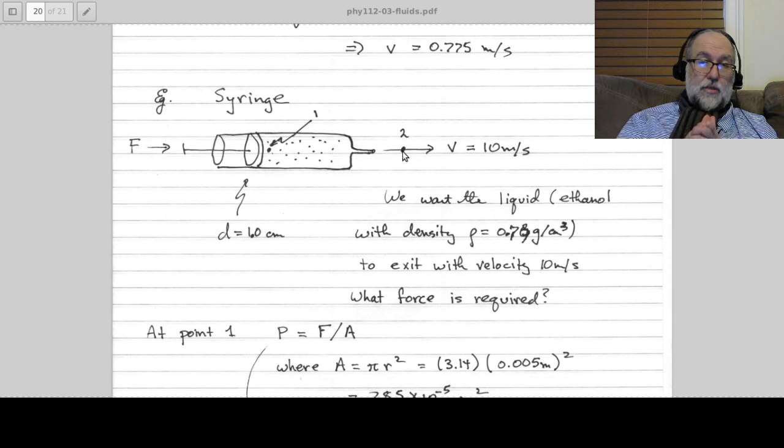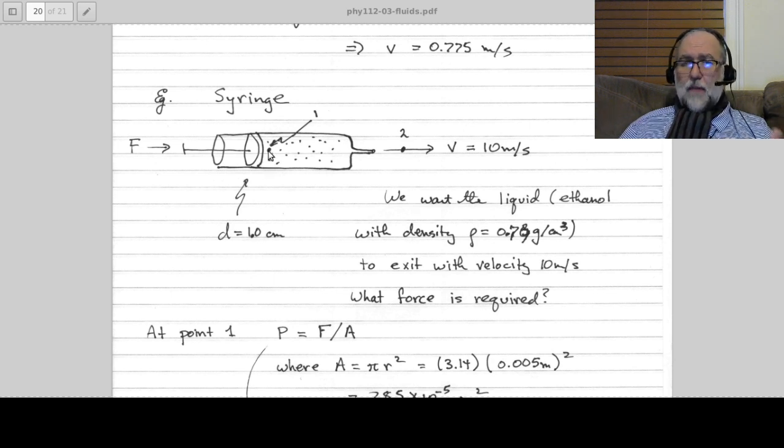So point number two is a point where we have all the knowns, and we can actually get the total energy density. At point number one, that's where we have one of the unknowns, which is going to be the force. That's not in the equation directly, but the force divided by the area equals the pressure. So even though I'm asking for the force, just remember that the force distributed over an area, that's the pressure.